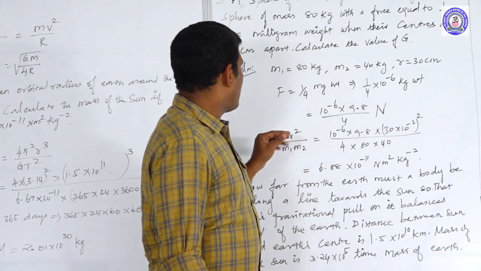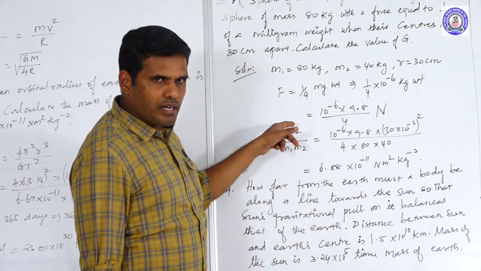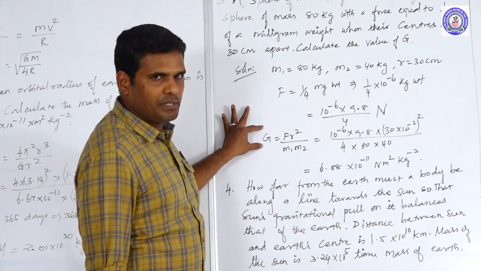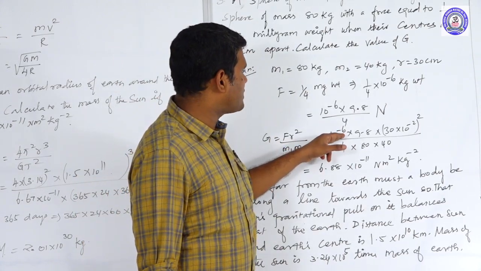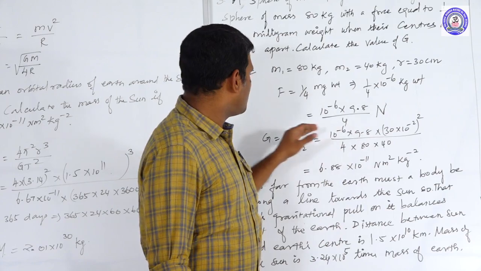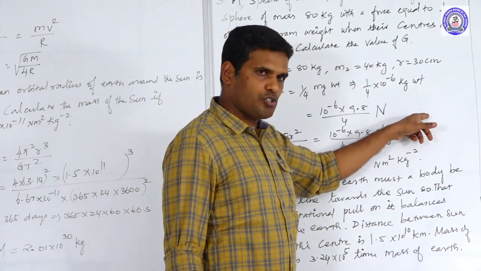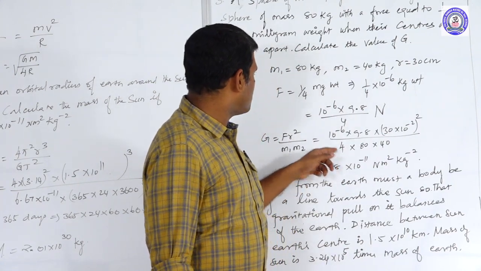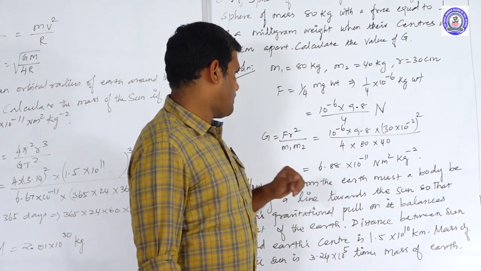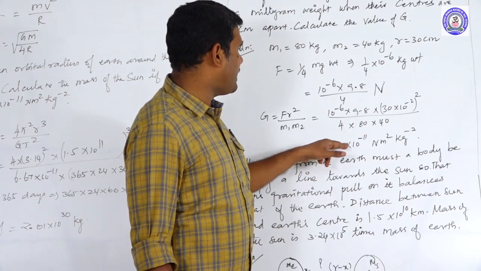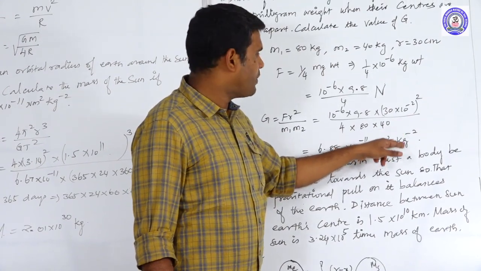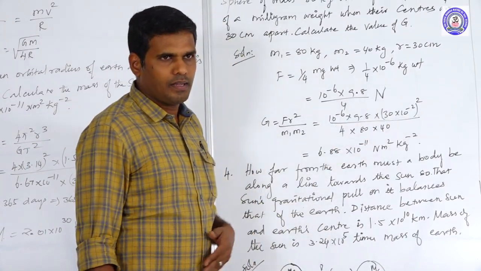Force is known, masses are known, distance of separation is known. We can calculate the value of G. G equals 10 power minus 6 into 9.8 into distance of separation, which is 30 centimeter, in terms of meter, 30 into 10 power minus 2, square, divided by 4 into 80 into 40. On simplification you will get 6.88 into 10 power minus 11 Newton meter square kilogram power minus 2.